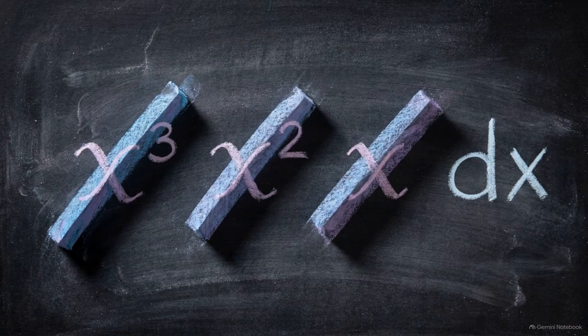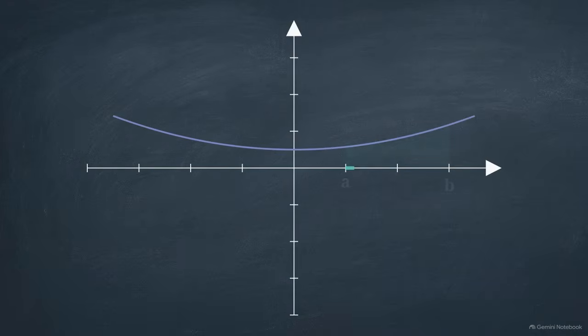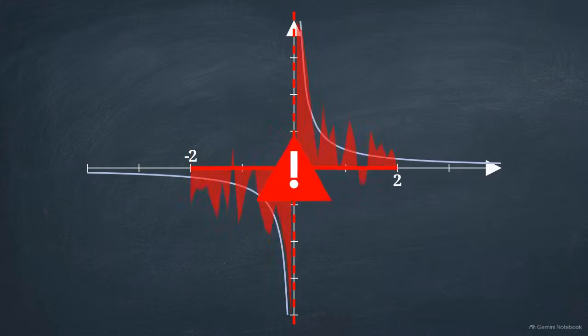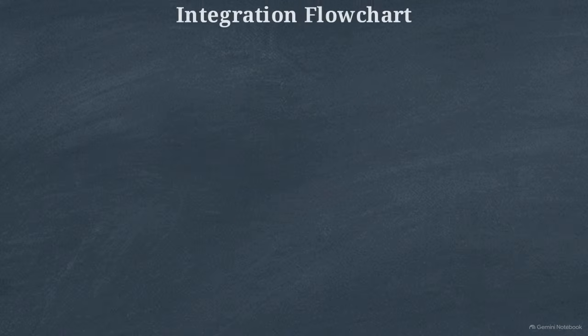to a baseline rule. Even with flawless algebra, your result is valid only if the function exists on the exact interval you are analyzing. This graph of 1 over x shows a sharp vertical asymptote at x equals 0. Integrating blindly across a gap like this will output mathematically false data. To prevent errors, you can organize your approach into a mental flowchart.